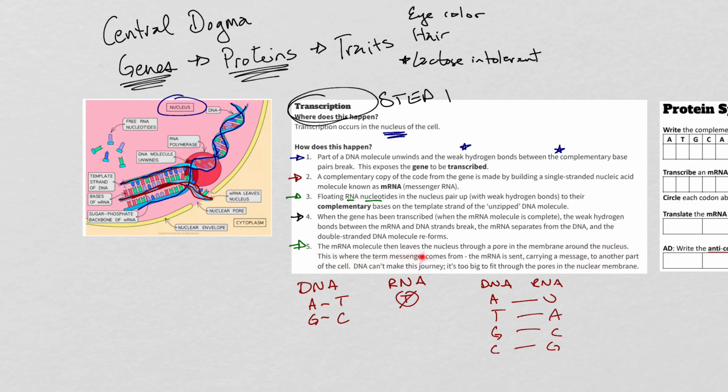and this is where the term messenger comes from. The mRNA is sent, carrying a message, to another part of the cell. DNA can't make this journey. It's too big to fit through the pores in the nucleus membrane. So the whole point behind transcription is that a part of DNA is read, and that part is what we call a gene, and we end up with a mRNA copy of that gene. And this mRNA is going to leave the nucleus, and the next part happens.